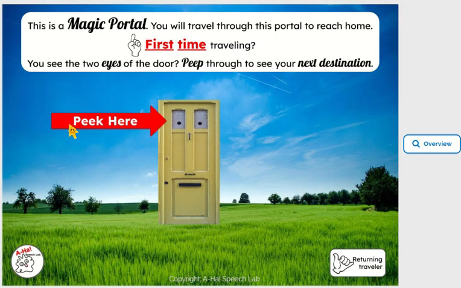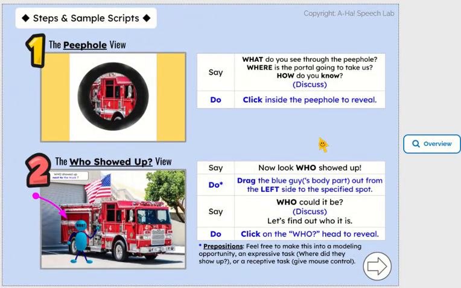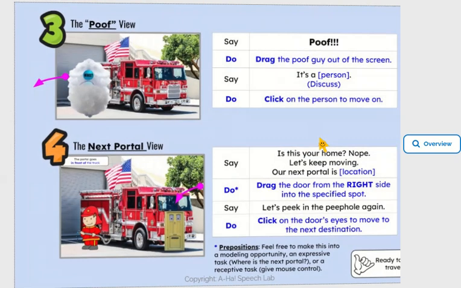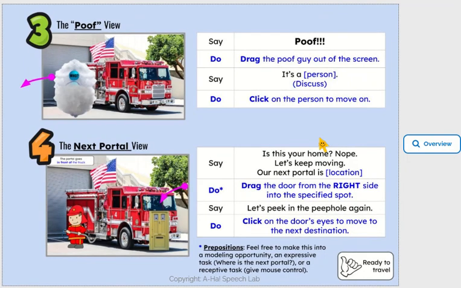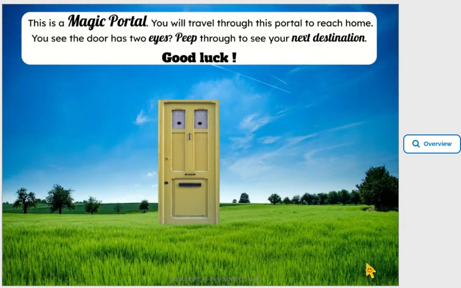So this is the first page. It says peek here. And once you peep into the hole, you'll get to the written instructions with sample scripts. But I'll go over all of this in the tutorial. So let's go to the first page.